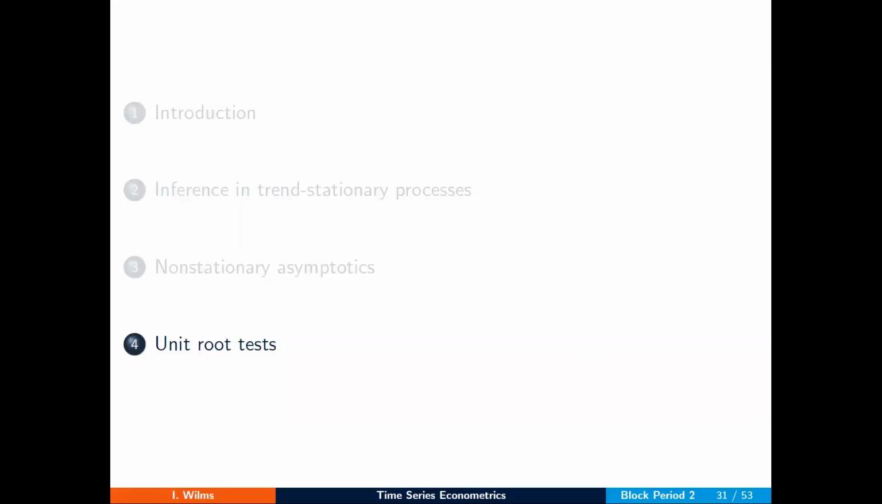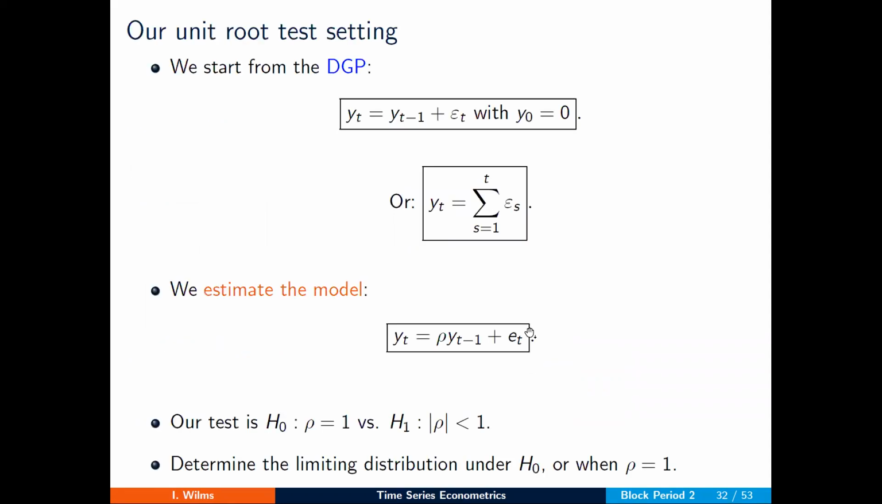Welcome to the fourth video where we will look into unit root tests and derive the limiting distribution of the test statistic in our random walk model. Now we start from the DGP, where we have a random walk model without drift and an initial condition y not equal to 0, such that we can alternatively express yt as the partial sum of our first t error terms.